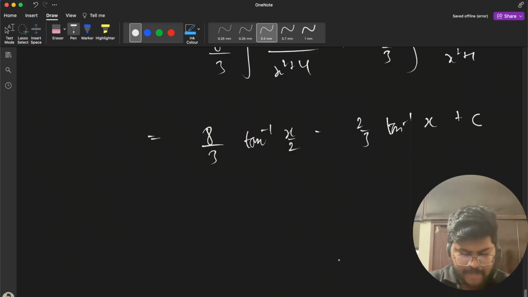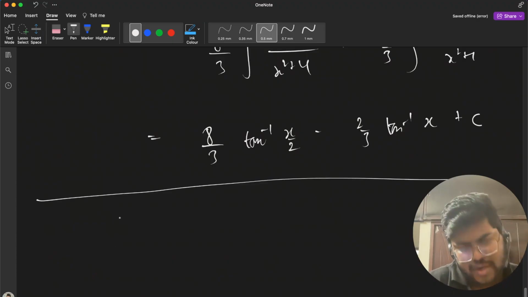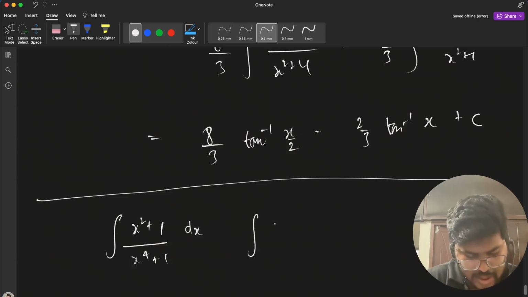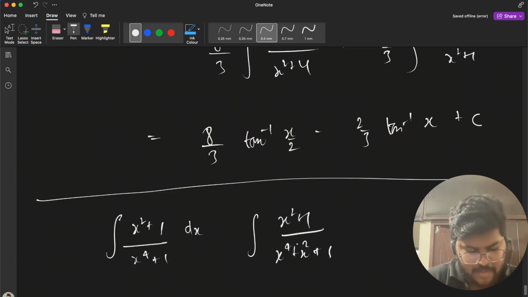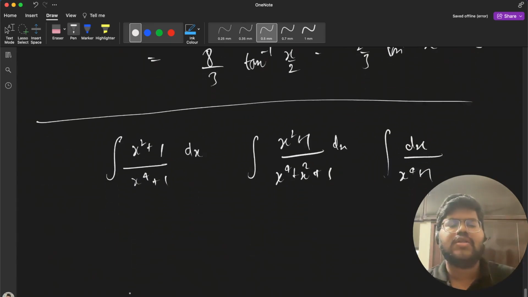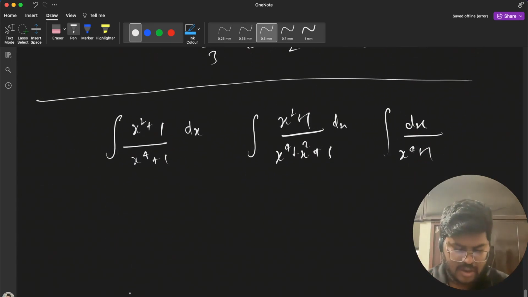Now it sometimes happens that I give you a question like x square plus 1 divided by x to the 4 plus 1, or x square plus 1 divided by x to the 4 plus x square plus 1, or integration dx upon x to the 4 plus 1, right? So in all three cases, what is most common? We have only even powers of x, not even a single odd power of x.